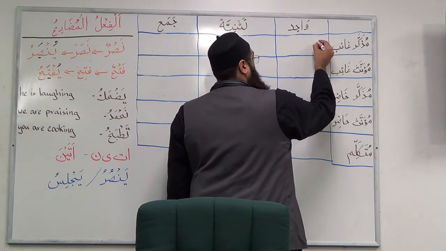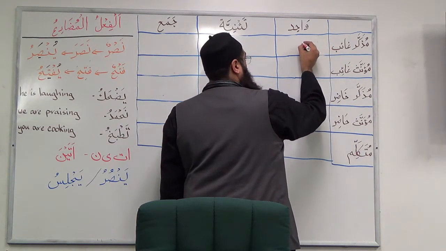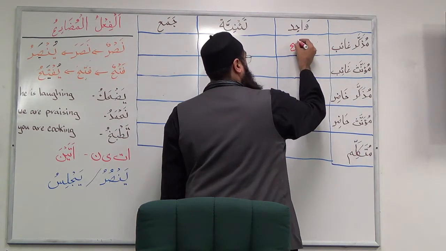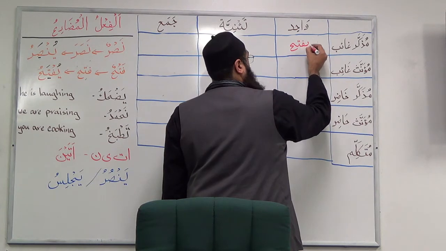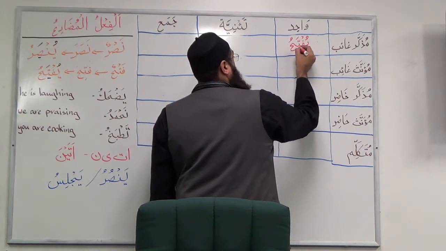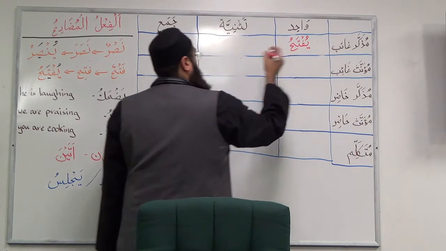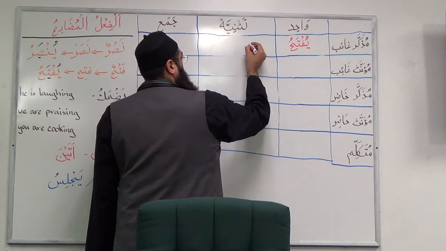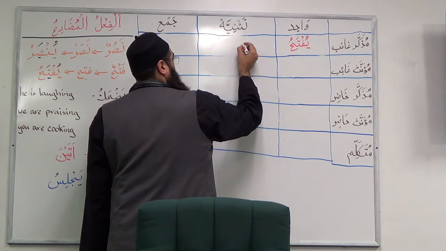All right, so yuf. So the alamatul mudari has a dhamma and the ain kalima has a fatha. Yuftahu. That one man was opened, or that one thing was opened.